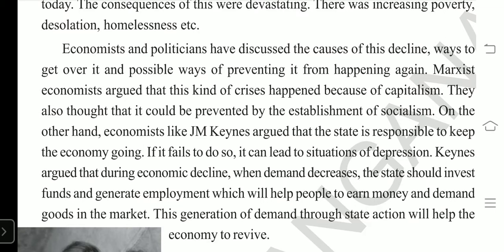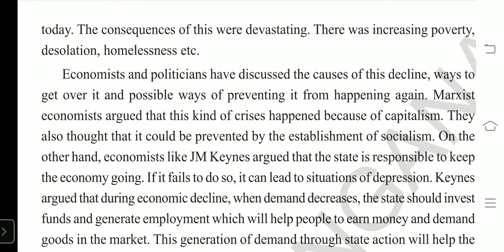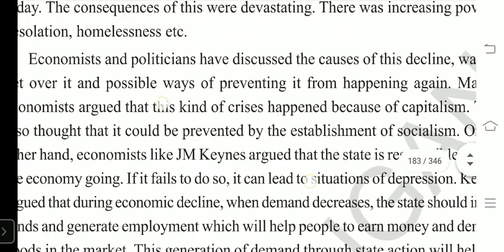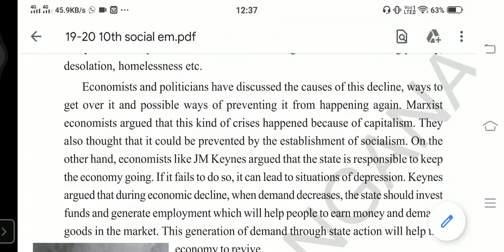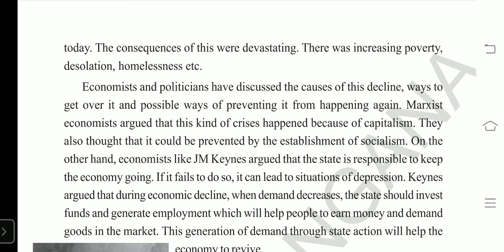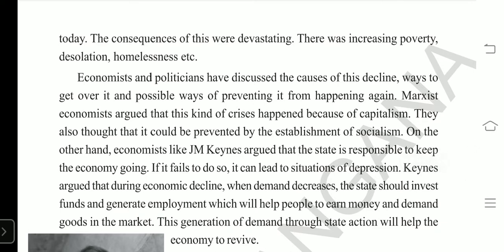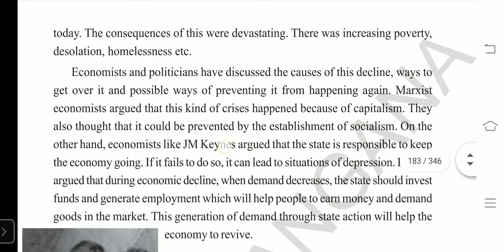So economists and politicians started discussing the reasons for this economic decline. Okay, they wanted to know the ways to overcome this Great Depression. Many economists, like Marxist economists, who believed in Marxism, argued that this kind of crisis happened because of capitalism. They blamed capitalism as the reason for economic decline throughout the world.